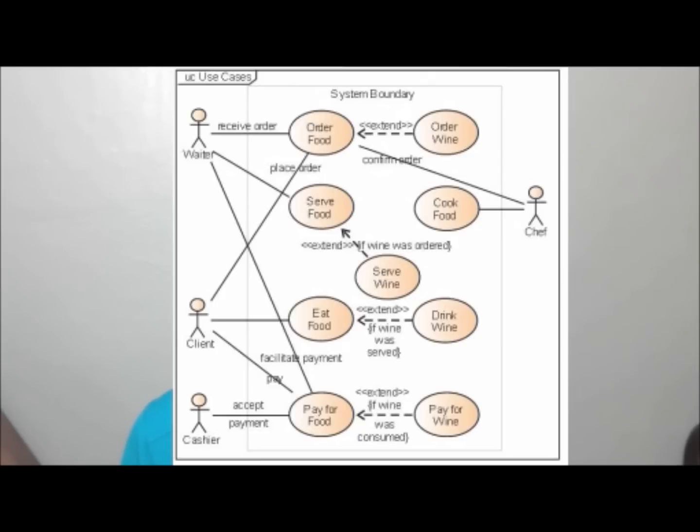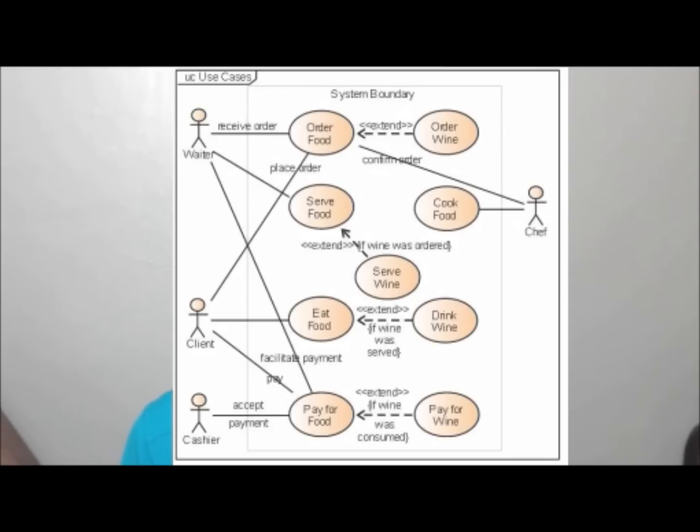And then you can see that we have a system boundary. And that's really important because it shows what's going on inside our system. So we have a system boundary. All that is the rectangle that shows us what's in scope and what's out of scope. And so we've got our system boundary there. So let's take a look.